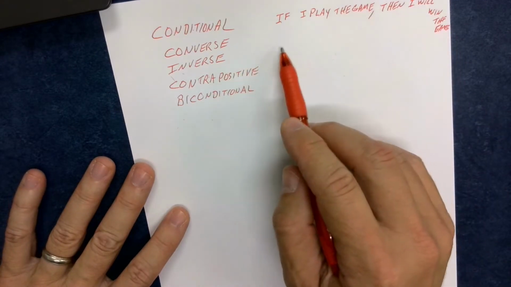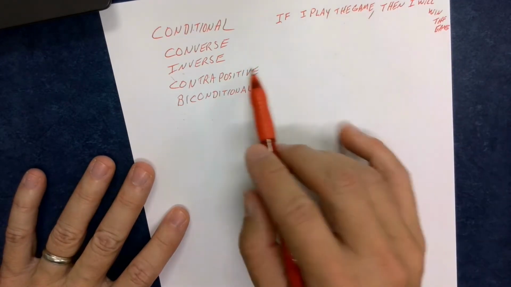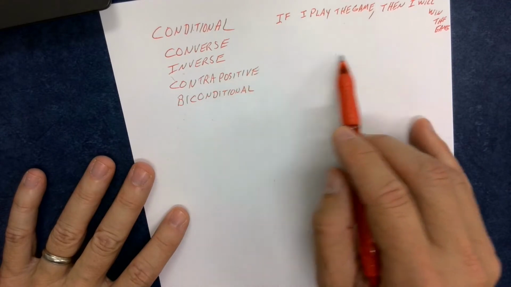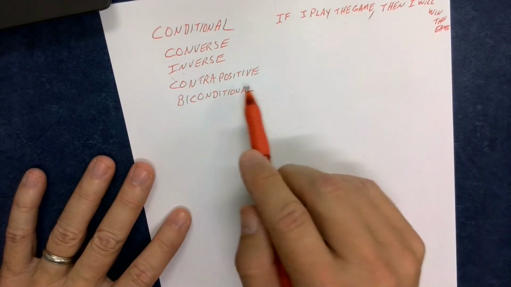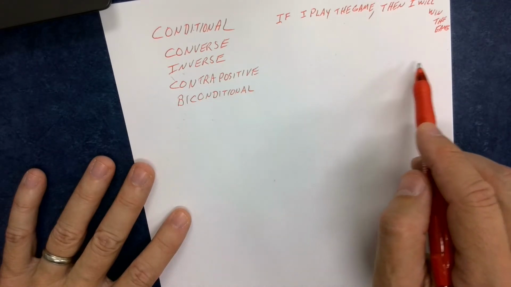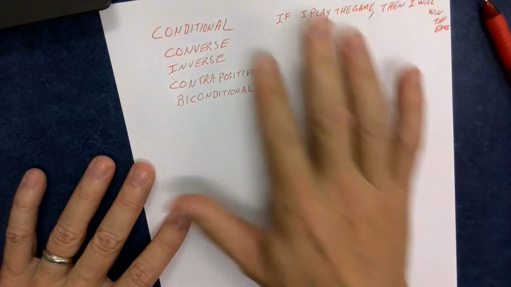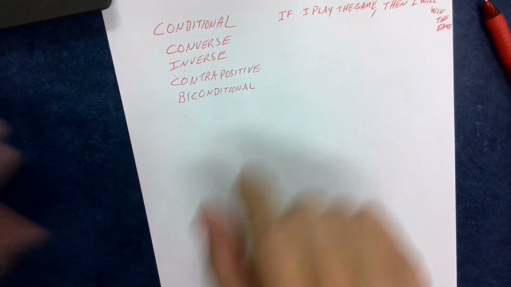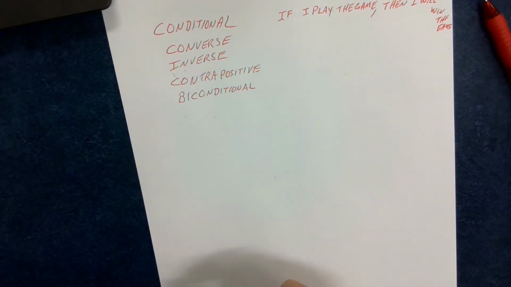The inverse would say, if I don't play the game, then I won't win the game. And the contrapositive would say, if I don't win the game, then I didn't play the game. And biconditional would say, I play the game if and only if I win the game. So those are the different ways that you need to be able to write them and understand them. And then we'll talk about truths and falses and all that kind of stuff on there.